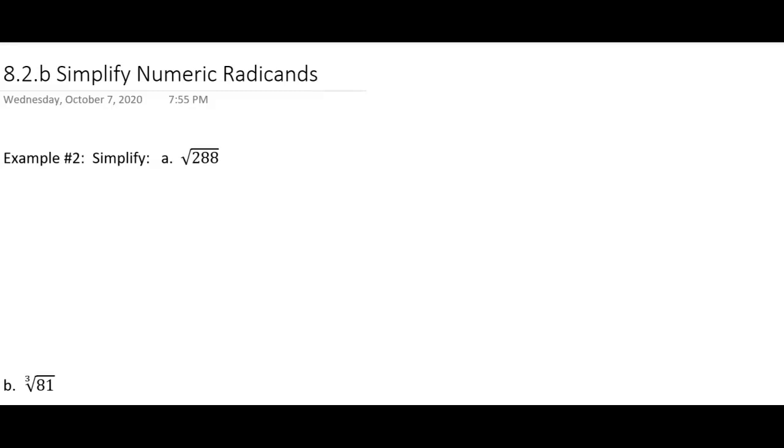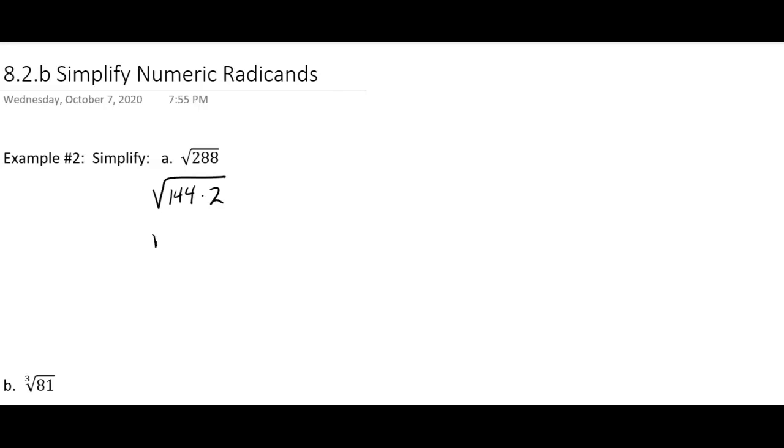Okay, so here we have some examples where we're going to be simplifying, and the radicands are numbers. So there's no variables in here on these three problems. That's why I called it Simplify Numeric Radicands. Okay, so I see the square root of 288. So maybe I'm thinking, oh, 288, that's 144 times 2. And then I know the square root of 144, it's 12.